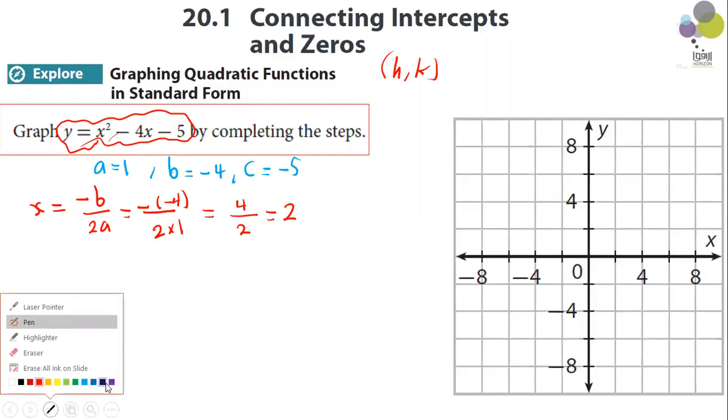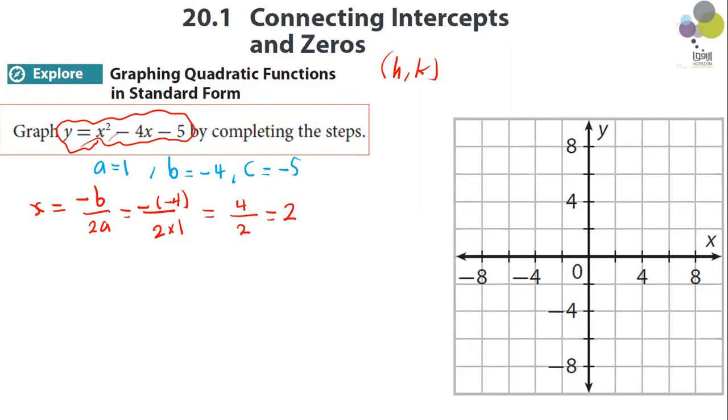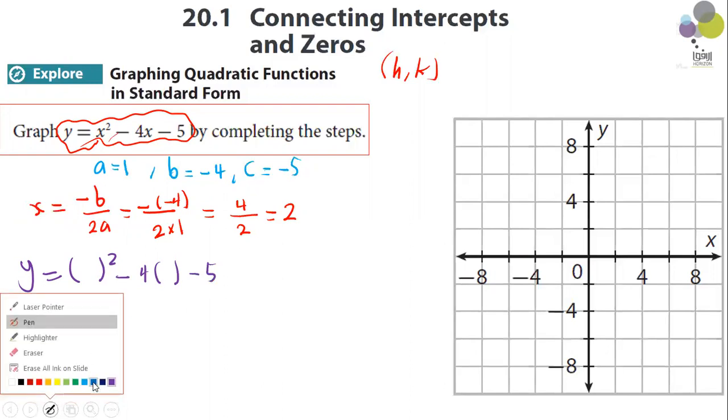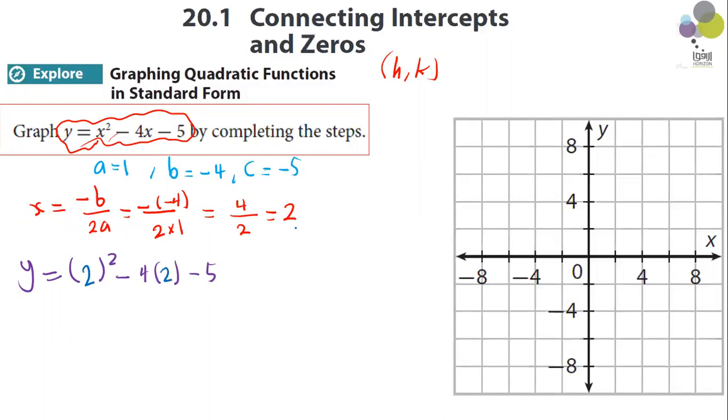Now, we will get the second coordinate of the vertex. How? By substituting 2 for x in the quadratic equation. y equals x squared minus 4 times x minus 5. Inside these brackets, I will put 2, the value of x, the first coordinate. And after that, we will get the value of y. 2 squared is 4, minus 8, minus 5. 4 minus 8 is -4, minus 5, so it will be -9, the second coordinate. So the vertex has first coordinate 2 and second coordinate -9.